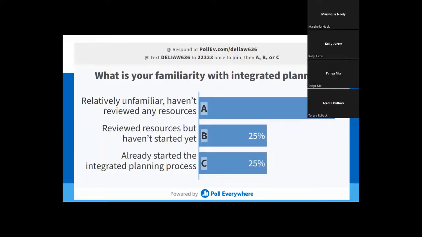Delia, are you able to tell how many people have responded? It looks like we have 50%, so half of you are relatively unfamiliar and haven't reviewed any resources. I'm just curious how many people have actually texted or gone online.